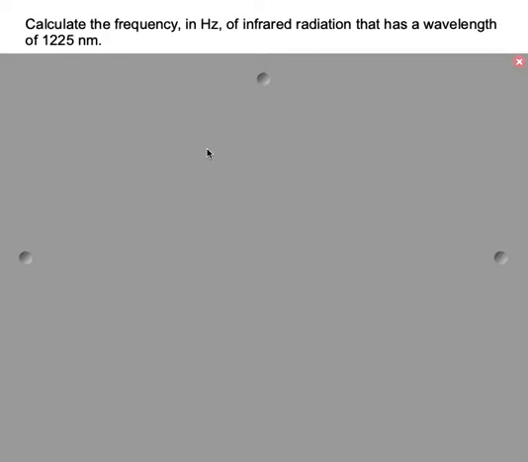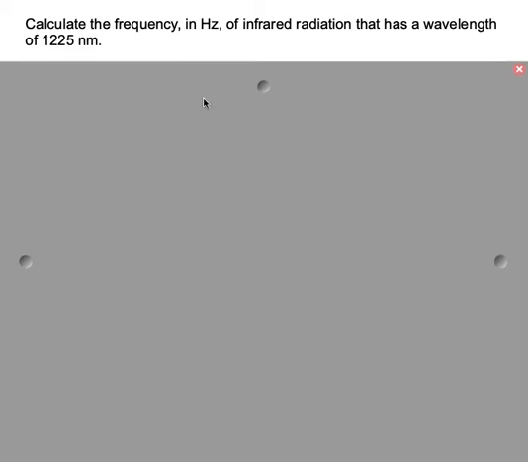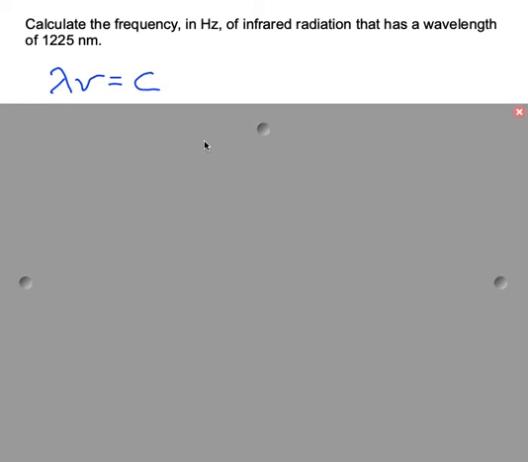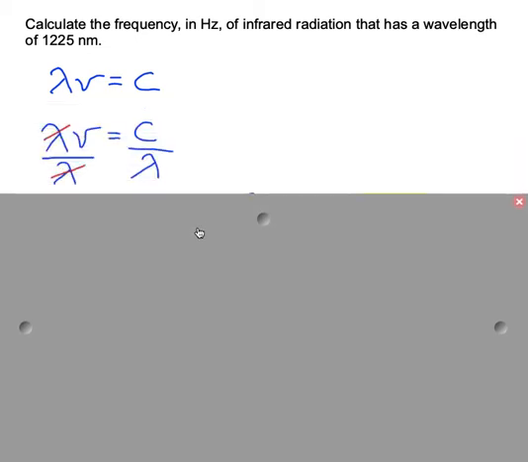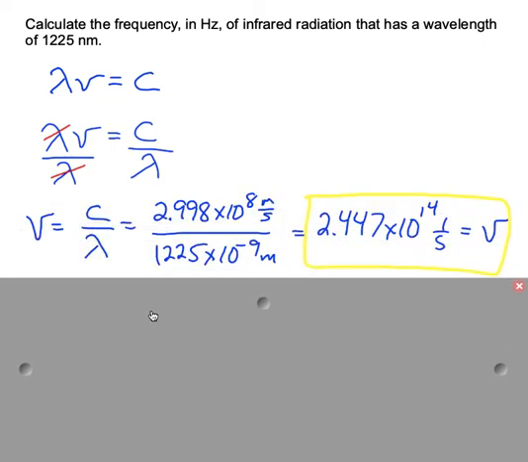Calculate the frequency in hertz or reciprocal seconds of infrared radiation that has a wavelength of 1,225 nanometers. Well, I'll begin by writing out the equation. Lambda times nu equals c, or wavelength times frequency equals speed. I'll divide both sides by wavelength, cancel wavelength on the left, and I obtain my rearranged equation. Nu, or frequency, equals c over lambda, speed over wavelength.